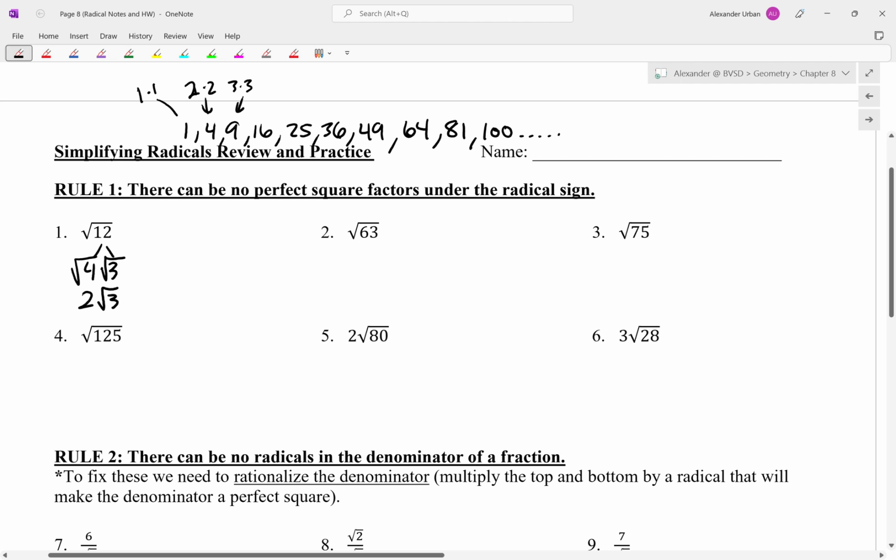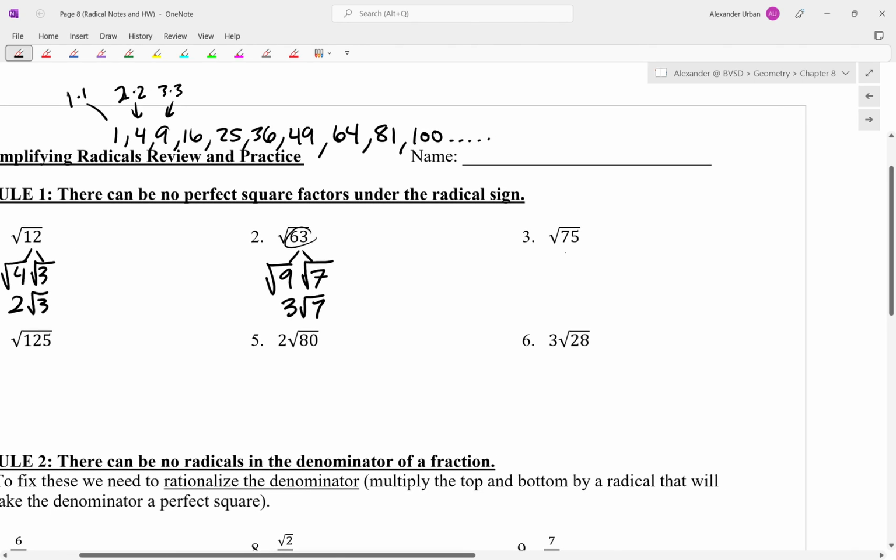I'm going to do the same thing with 63. 63 is divisible by 9, and 9 is a perfect square. It's 9 times 7. So now I'm going to square root both of those because the 63 was in the square root. And I'm going to end up with 3 root 7. The square root of 9 is 3.